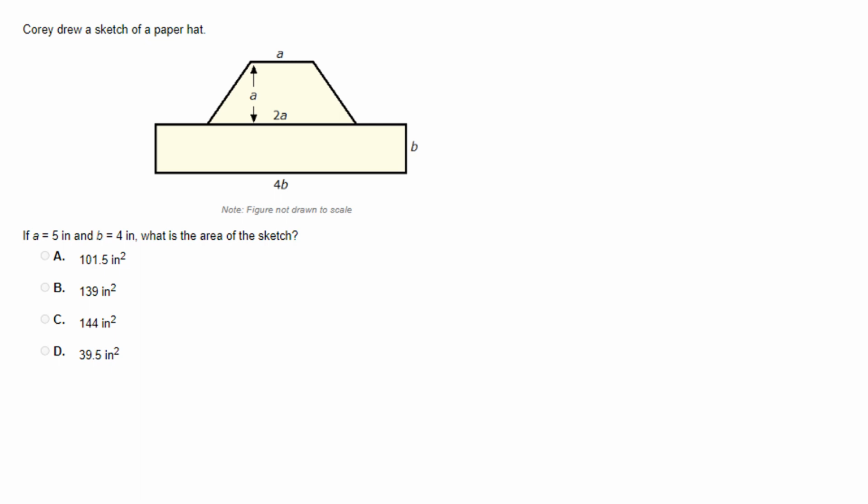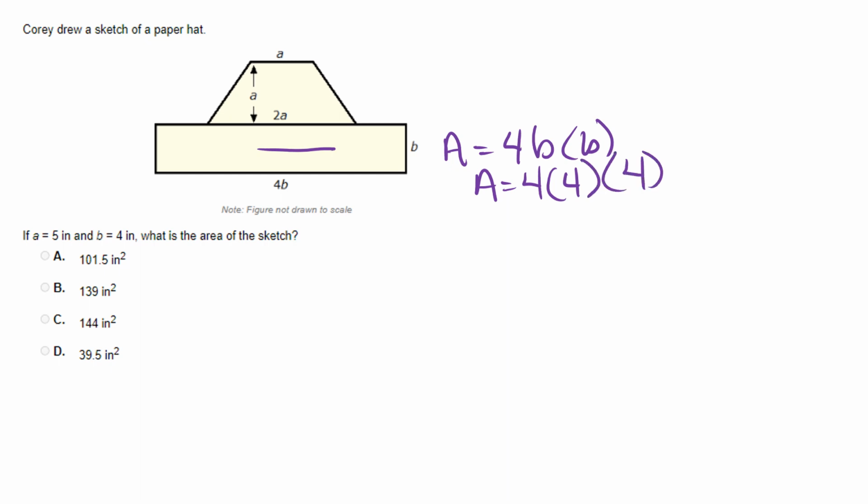Corey drew a sketch of a paper hat. If A is 5 and B is 4, what is the area of this sketch? So the first thing I like to do is go ahead and get this rectangle down here out of the way. To find the area of the rectangle, we've got 4B times B. Well, we have a value for B, which is 4. So I'm going to rewrite it: 4 times the B, which is 4, times the B. So the area of the bottom is 4 times 4, which is 16, times 4, 64, and that is inches squared.